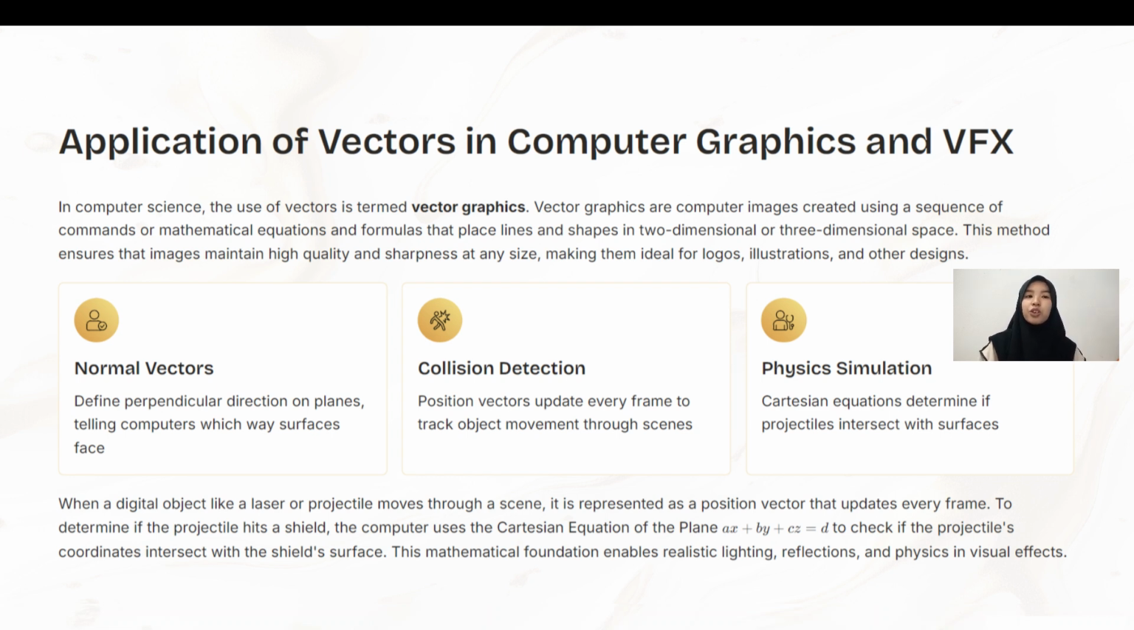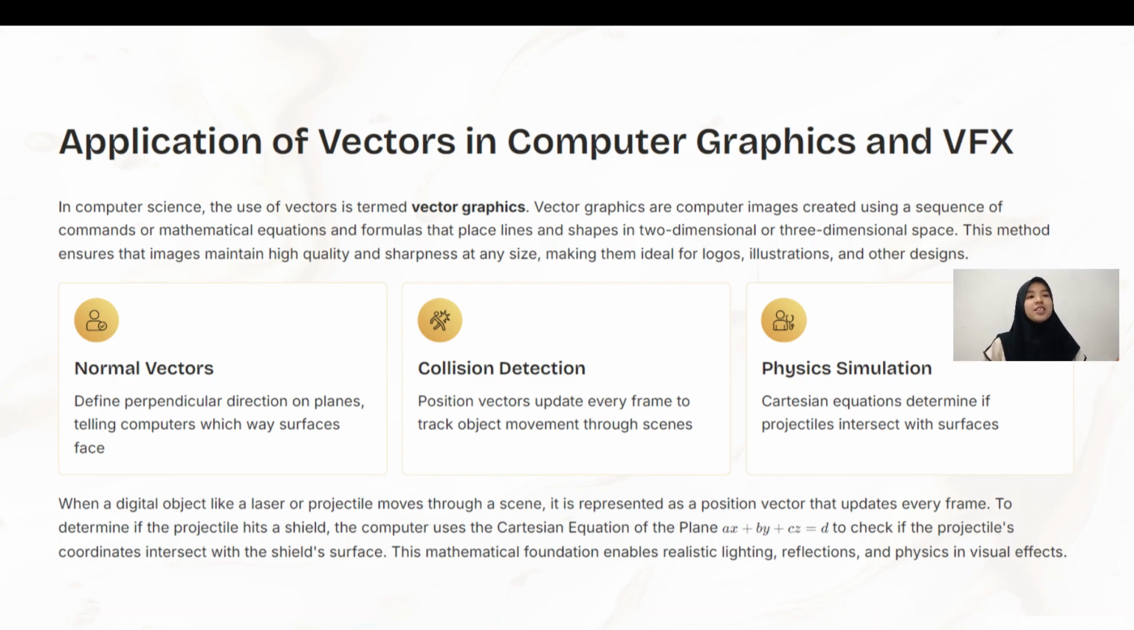It tells the computers which way surfaces face. So the normal vectors help the computers know where the surfaces are facing in some direction. And next, collision detection. It uses position vectors updated every frame to track object movement through scenes. So in this case, it helps objects for rendering or maybe for CGI. It helps the computer to see where the objects move from one point to another point.